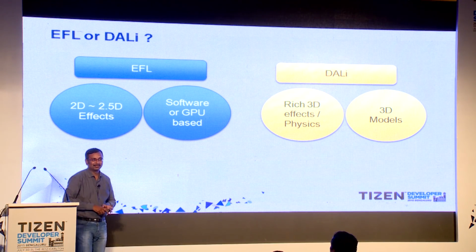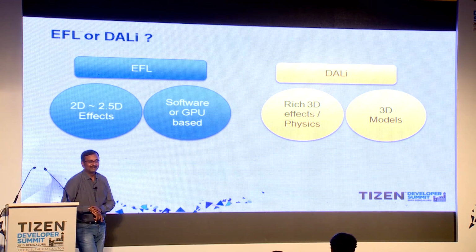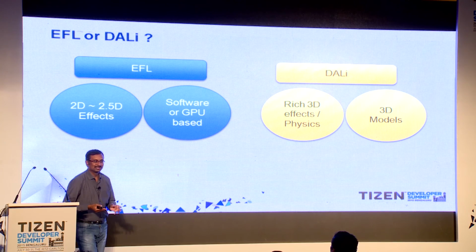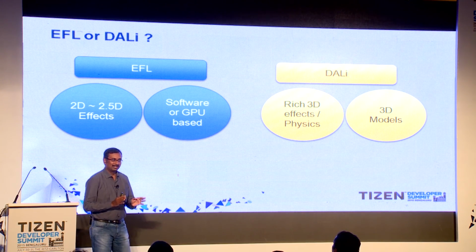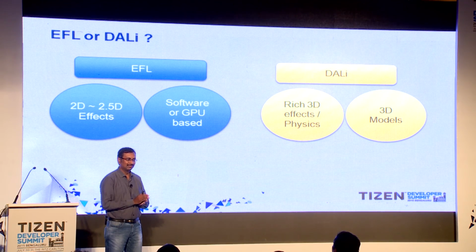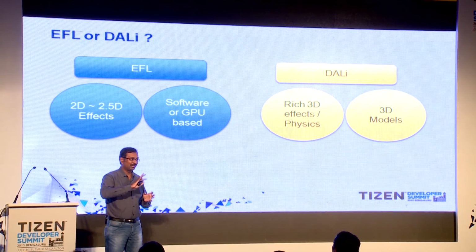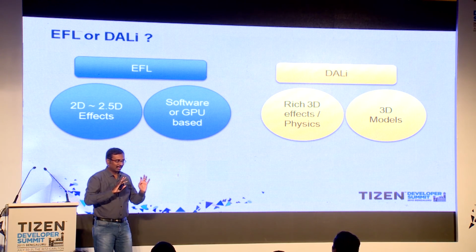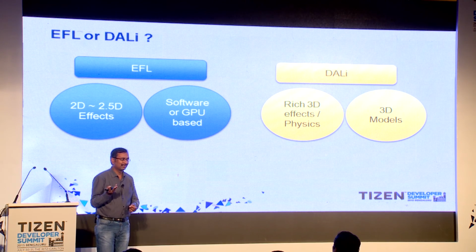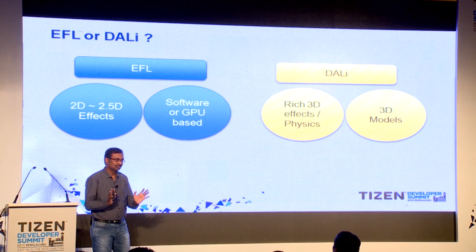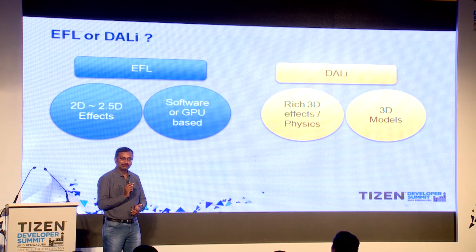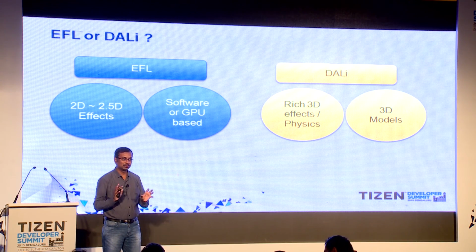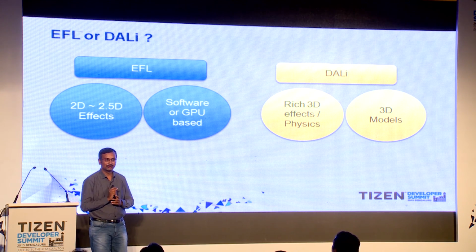Okay, now the difficult part. Which one to choose? What is the specialty of each one, and which one do you choose for what kind of application requirement? If you are developing a great application that should have very good performance, lightweight, right? But effect wise, you need up to 2D, 2.5D, which we saw as part of EFL, and it can run on software also, or GL acceleration if it is available. Otherwise, it's okay. In that kind of situation, go for EFL. It's the best tool. If you need very rich 3D effects, 3D model importing, physics effects, etc., go for DALI. Both are powerful tools, but you have to judiciously choose one of them based on your requirement.